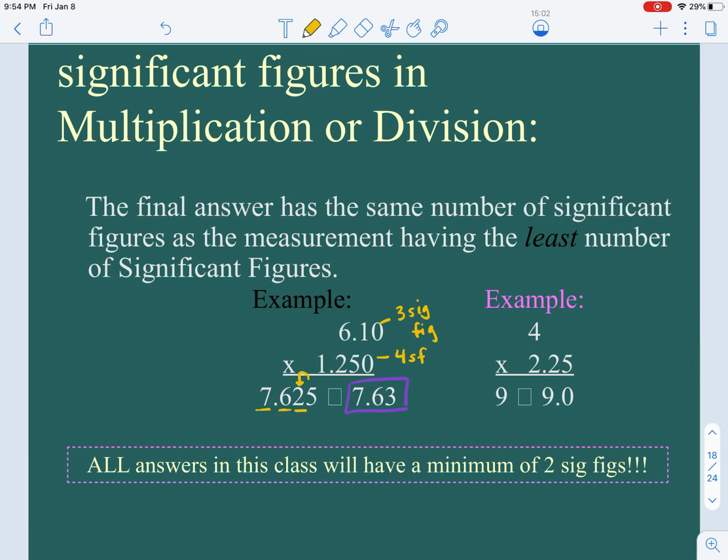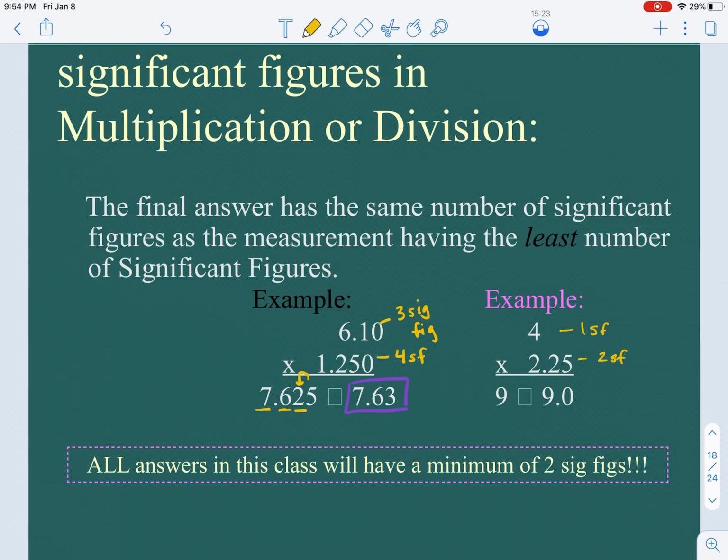It's just a 9. Now, if we look at the number of sig figs, I have 1 sig fig and I have 2 sig figs. So according to our rule, the least number of significant figures is 1. My final answer should be 9. In my class, I have a special rule, and this is just something that we're going to do in my class.